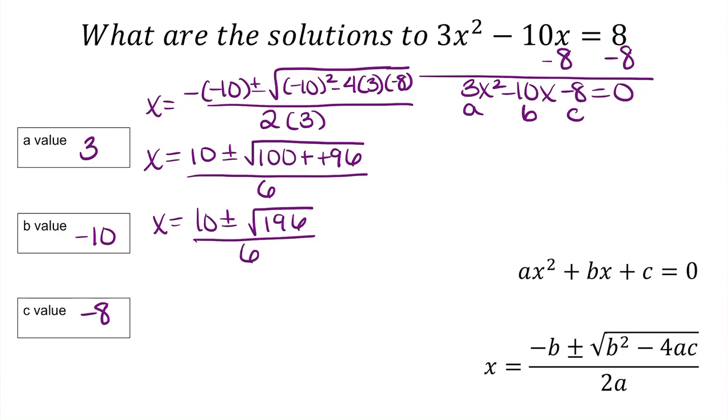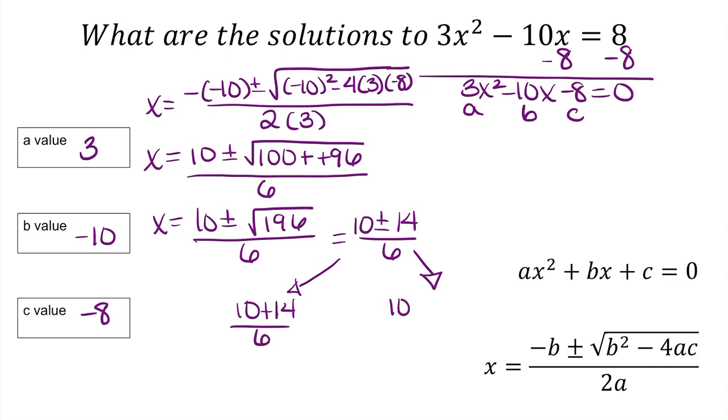So now, since I have that square root of 196, I want to check if it's a perfect square. And notice that it is, okay? The square root of 196 is 14, so I can rewrite this as 10 plus or minus 14 over 6. Now what I can do is I can break this into two separate problems because I have the plus or minus. So I have 10 plus 14 over 6, and then I have 10 minus 14 over 6.